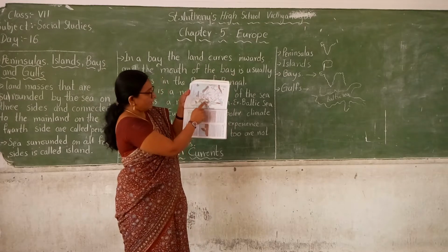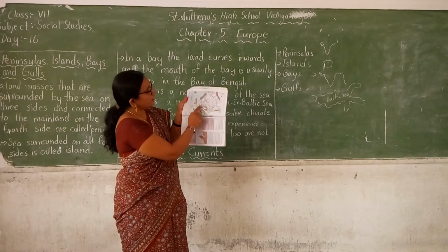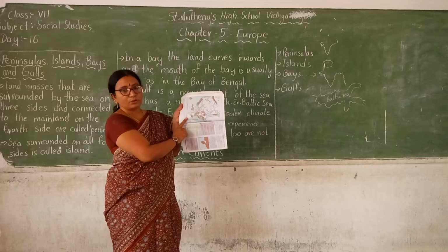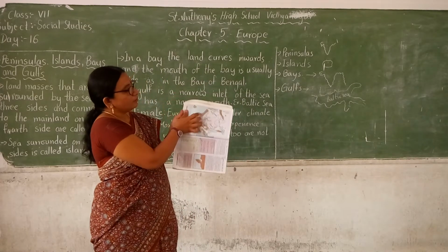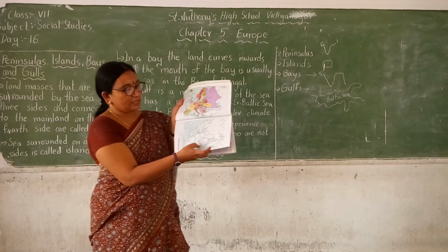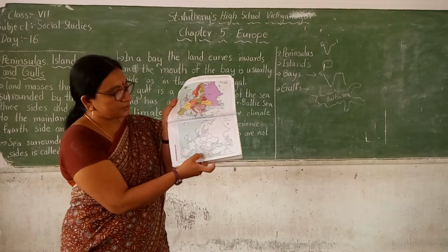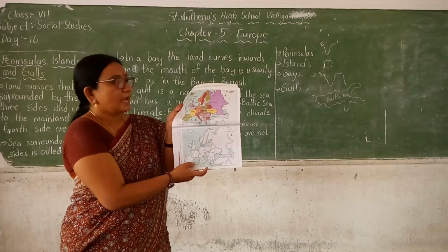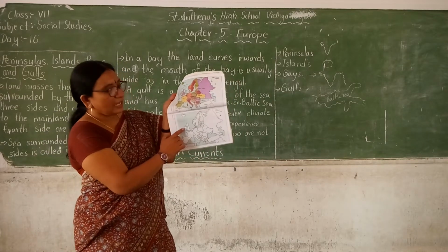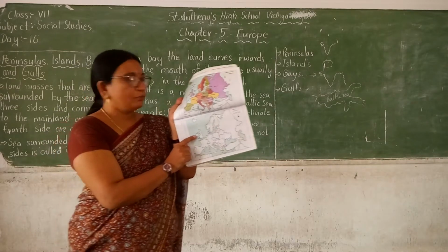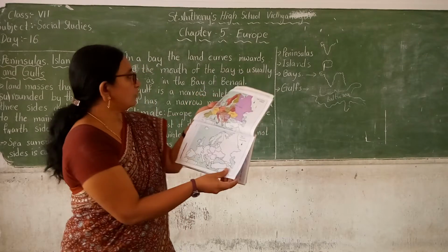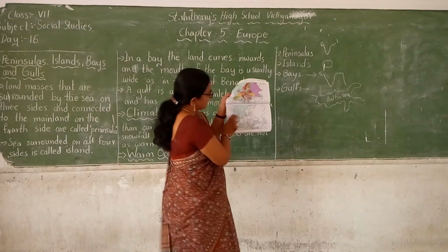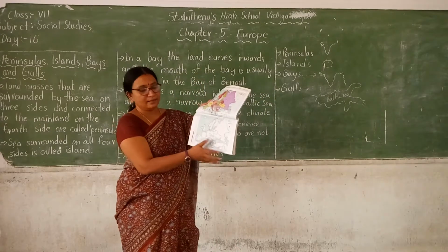Can you identify how many peninsulas there are in the European continent? Just write down, using this map, the names of the peninsulas which you observe on this map, and also write down the names of the islands that you find in the European continent. You have to write down the names here. Here you can see the Great Britain island.